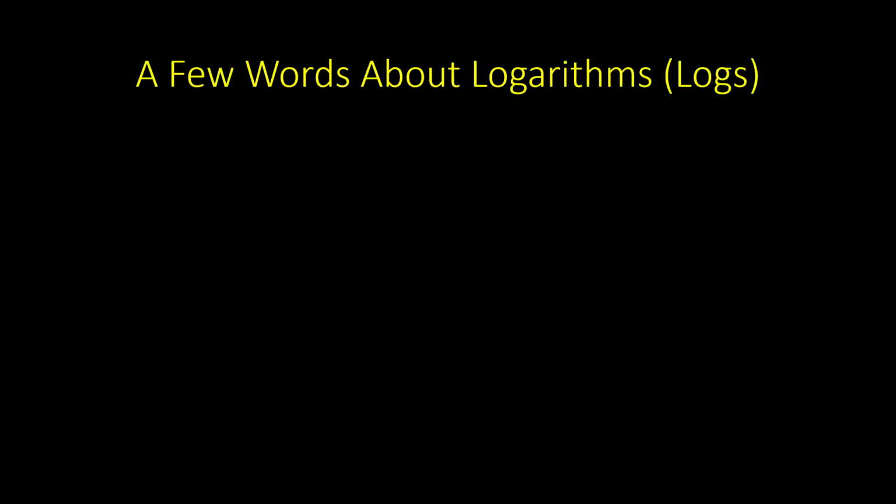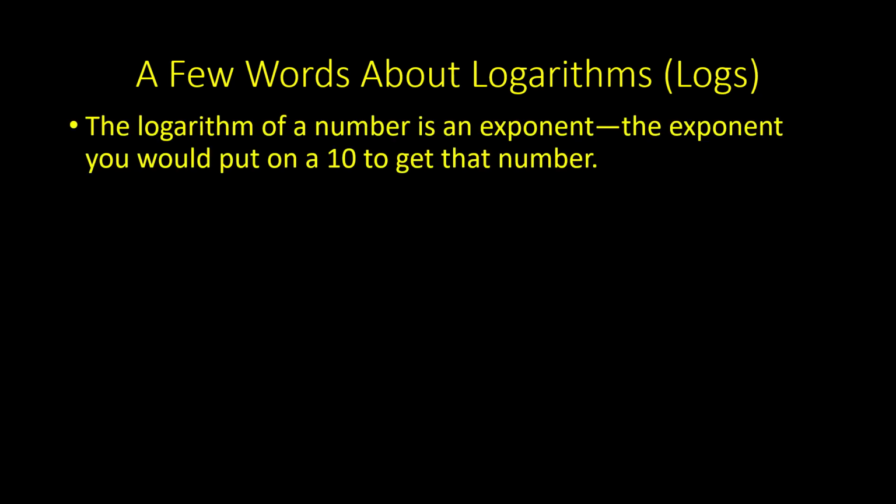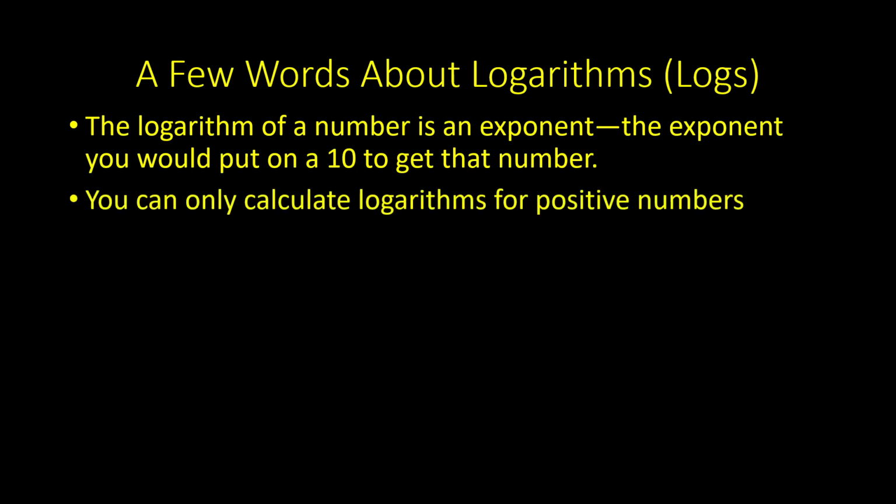Actually, first we're going to talk about logarithms a little bit in case you're unfamiliar with those. The logarithm of a number is an exponent, and it's the exponent that you would put on a 10 to get that number. This may be a little challenging to wrap your head around, but logarithms are exponents. We only calculate logarithms for positive numbers. There is a branch of mathematics that might deal with logarithms for negative numbers. It's called complex variables, but we're not going to do that. That's something you might do in the year or two beyond calculus if you ever go that far in mathematics.